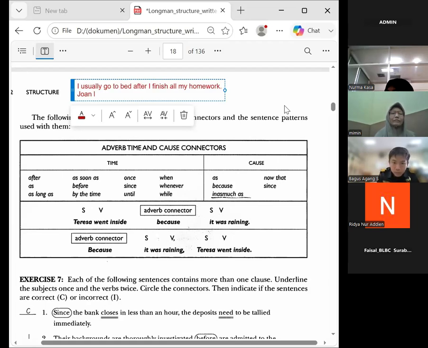After John locked the door after everyone left. This is past tense, right? Okay. All right. Are you still confused?